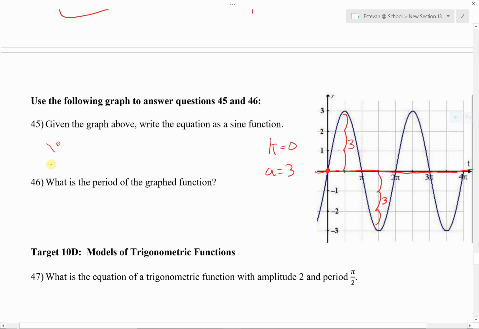What I know so far is y is equal to 3 sine. After the midline, since I'm going up, that means it's going to be positive 3. If I was supposed to be going down instead, it would have been negative 3. But we have positive 3 in this case.